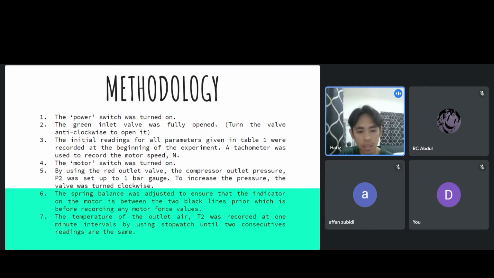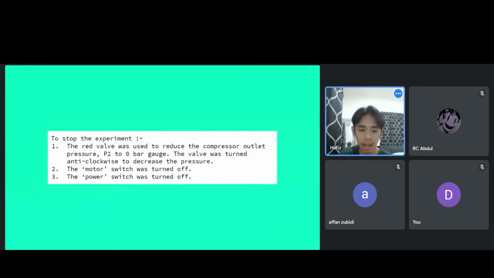Seventh step is the temperature of the outlet air T2 was recorded at 1 minute intervals by using a stopwatch until two consecutive readings are the same. To stop the experiment, the red valve was used to reduce the compressor outlet pressure P2 to 0 bar gauge. The valve was turned anti-clockwise to decrease the pressure. The motor switch was turned off and the power switch was turned off.